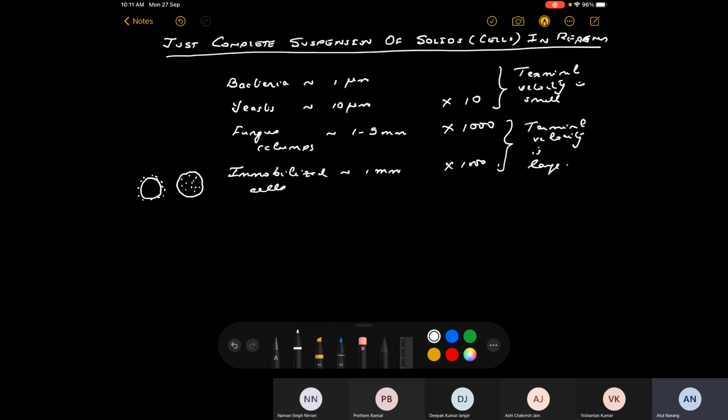So the main point here is that the problem of poor suspension is acute only in fungal and immobilized systems.